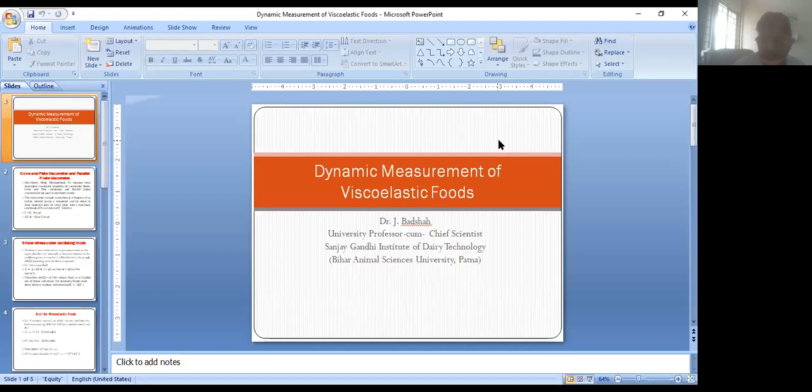Because of the nature that they have viscosity as well as elasticity, the dynamic measurement is done with the help of a parallel plate viscometer or cone and plate viscometer under the oscillating mode.